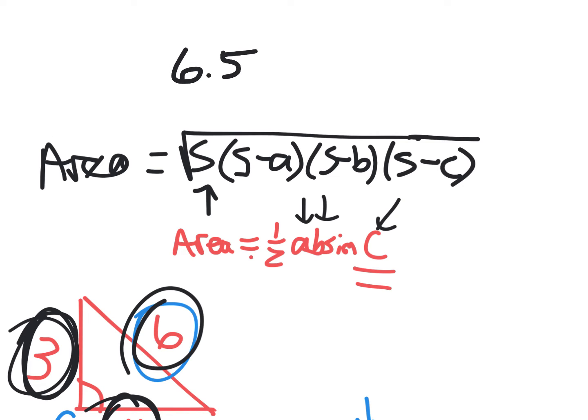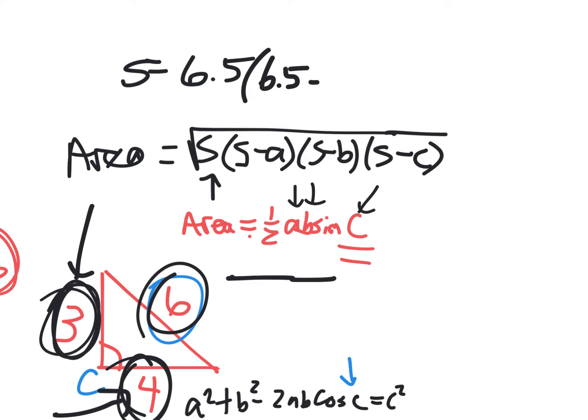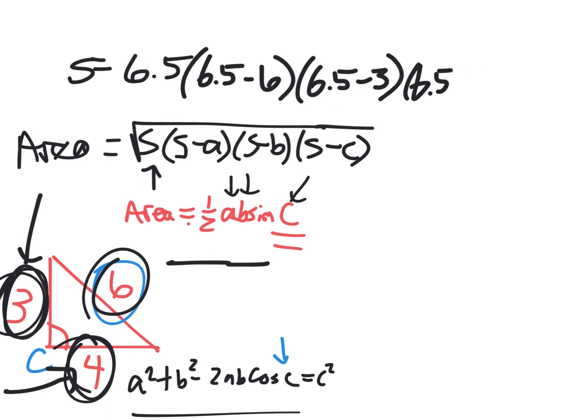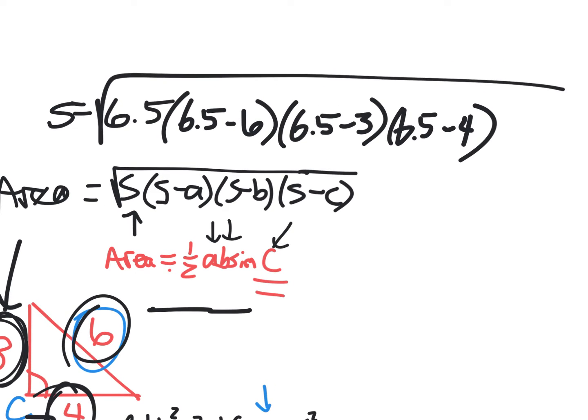6.5. So our semi-perimeter is 6.5. And then you'd go 6.5 minus 6, 6.5 minus 3, and 6.5 minus 4. And it doesn't matter what order you do those in, so I'm just going to do it in any order. And it's the square root of all that.